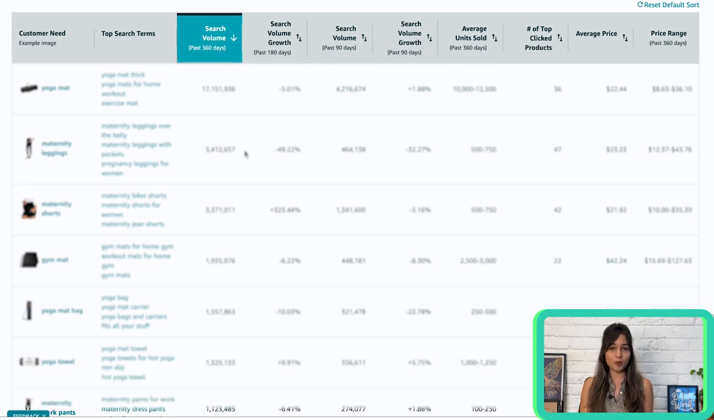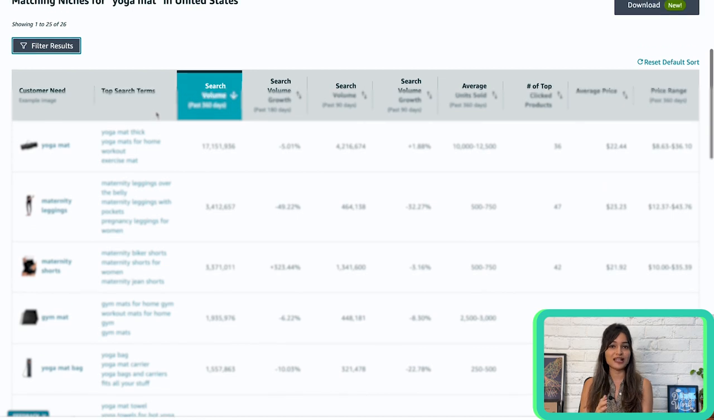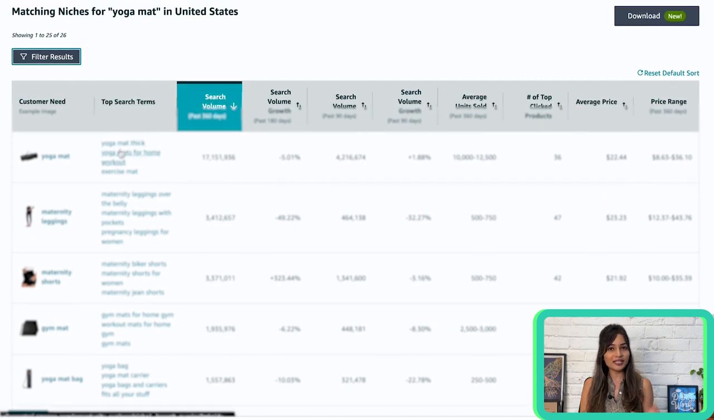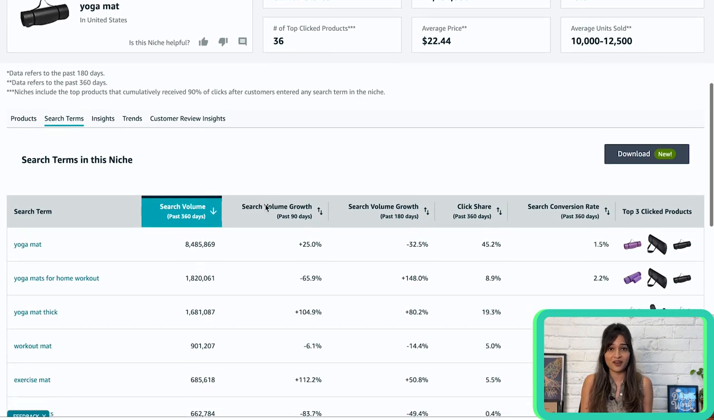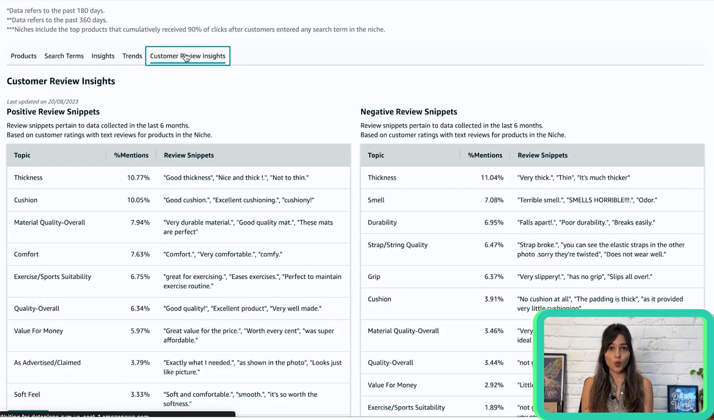Also, when you're thinking about what product to sell, it's not just about the product itself. You also need to pay attention to what customers think about it. The Product Opportunity Explorer can show you some useful information. For example, it can tell you how many times people have clicked on different products and how much they care about the customer reviews. When it comes to understanding customer opinions, the Customer Review Insights section comes in handy.